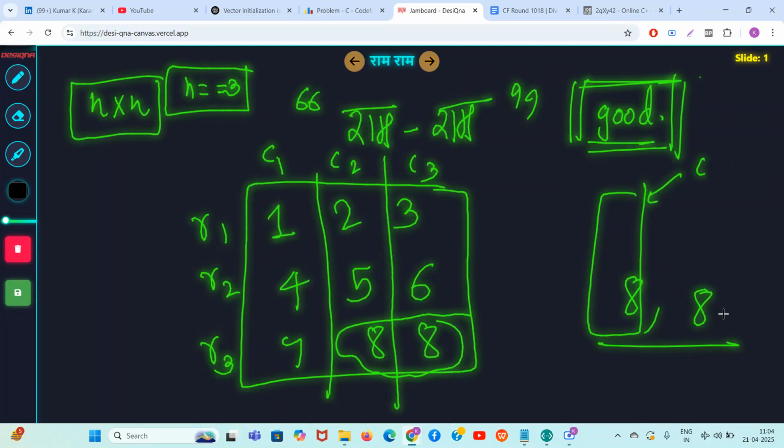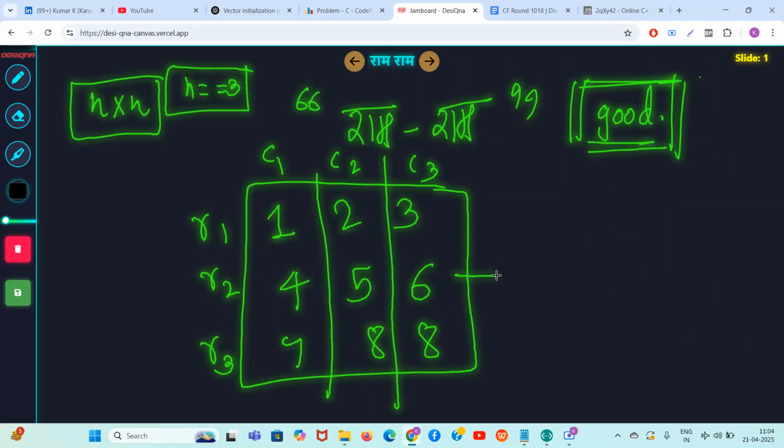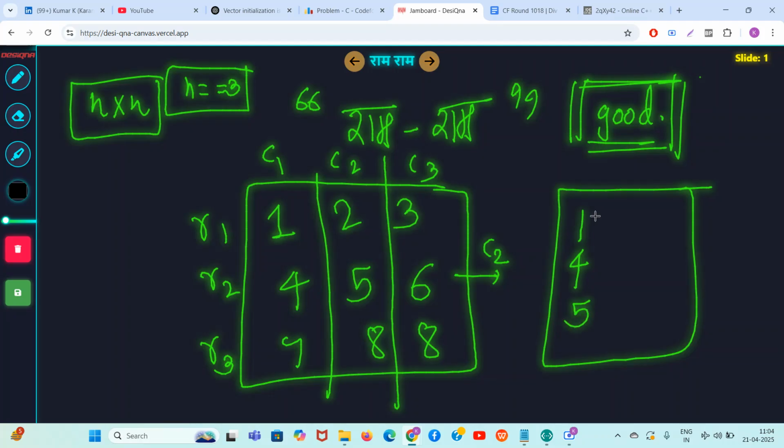Let's say you try to change the column C2. If you do a C2 operation, what will happen? The new matrix will look like this. All the numbers in column 2 are increased by 1. 3 becomes 4, 5 becomes 6, and 8 becomes 9. Okay, this remains as it is.